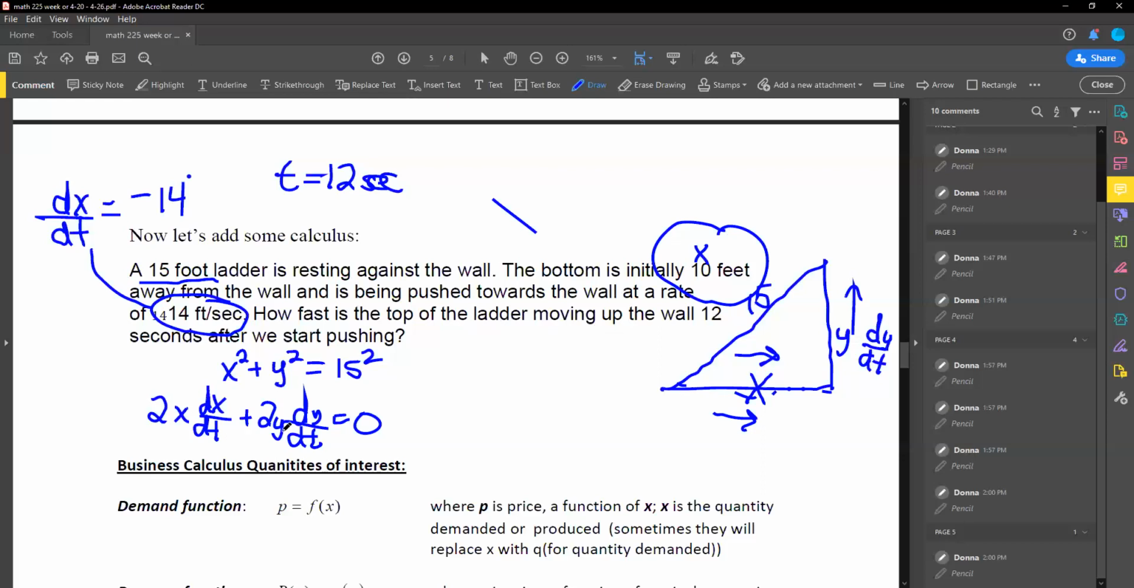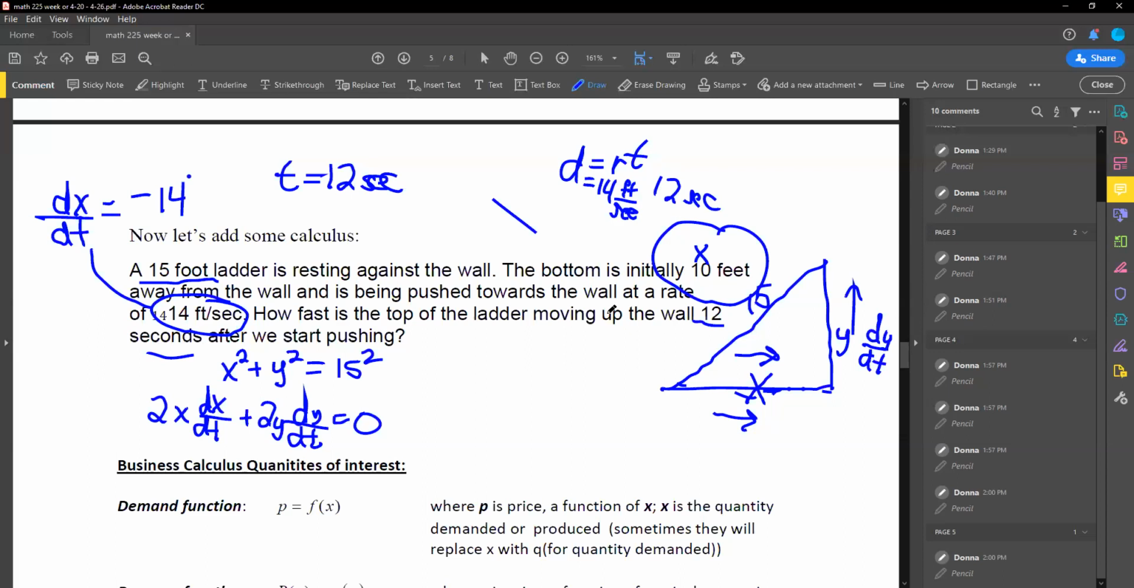I have x, I have dx/dt, I need y. Okay, so the way that I'm going to get y, I need to figure out how long. Okay, so 12 seconds, there's a little catch to it. 12 seconds, if this is moving at 14 feet per second, I know that distance equals rate times time. So it's going to be 14 feet per second times 12 seconds. That's not going to make a lot of sense because I'm going to get a huge number. We'll be up against the wall.